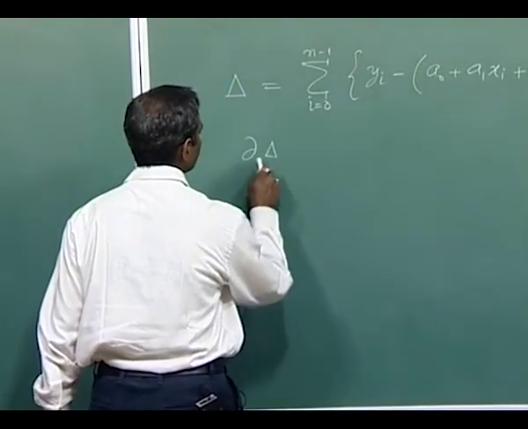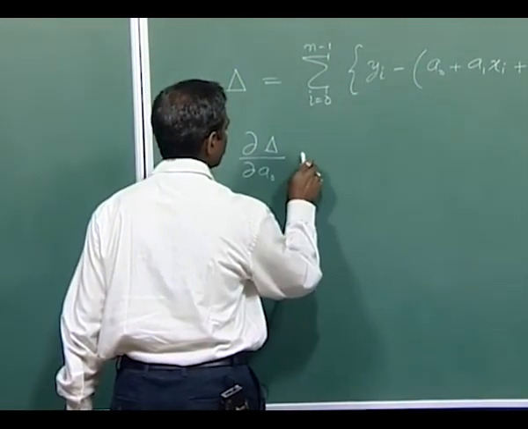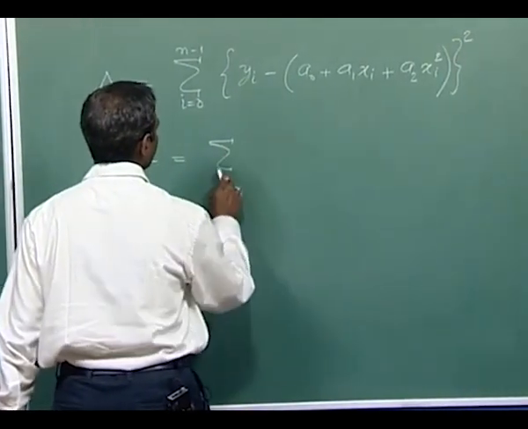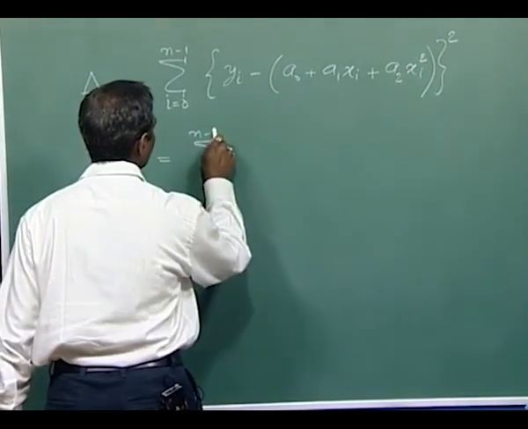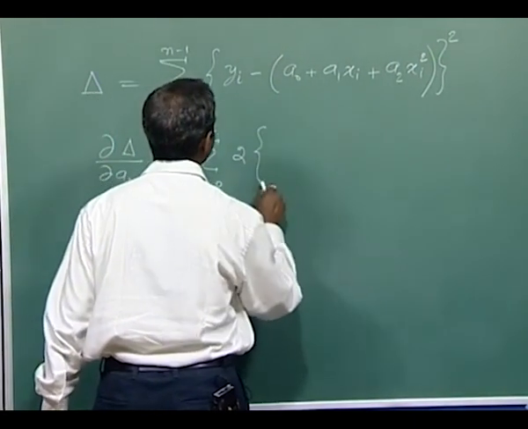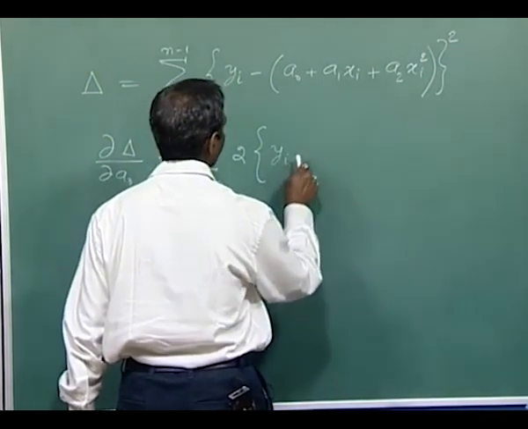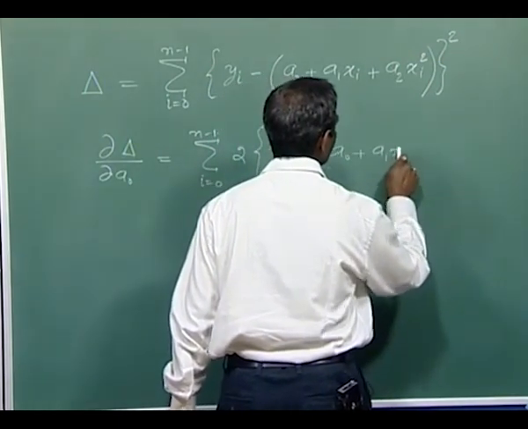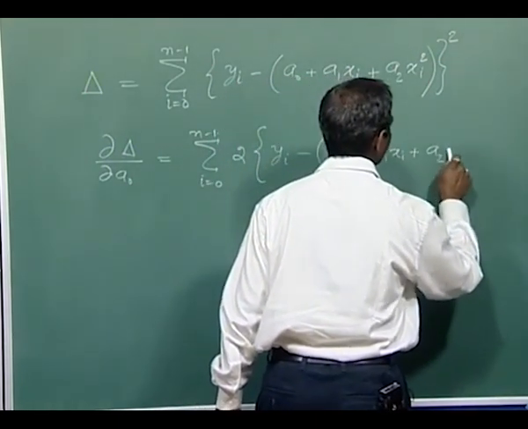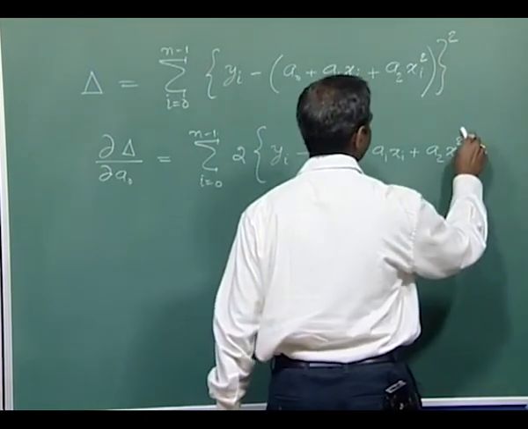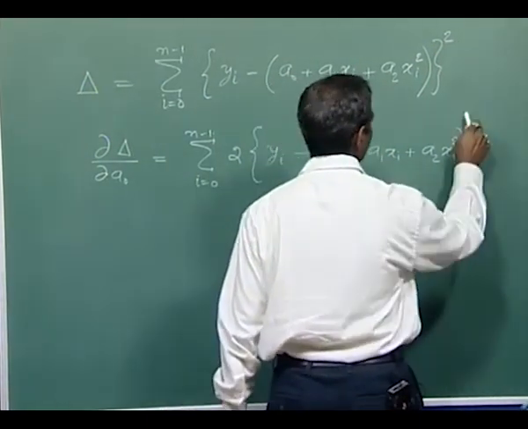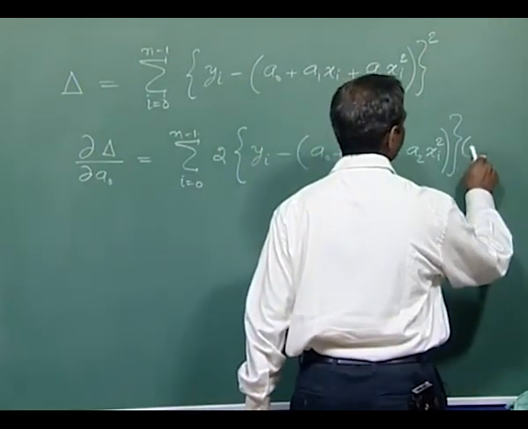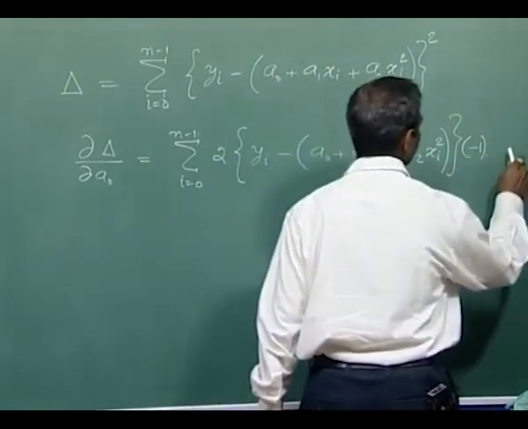So partial delta over partial a0 is given as summation i going from 0 to n minus 1, 2 times yi minus a0 plus a1 xi plus a2 xi squared, times minus 1, and this will be equal to 0.